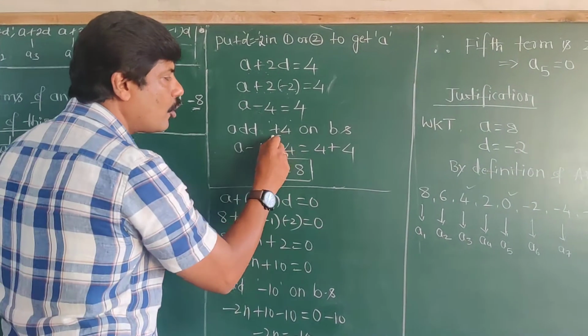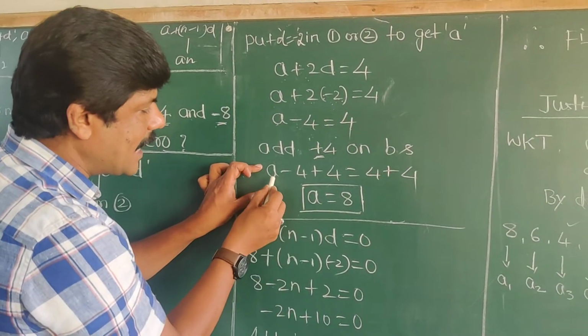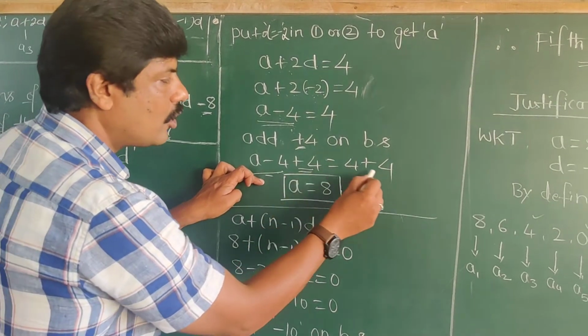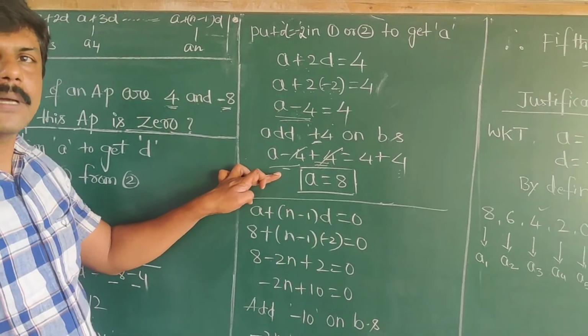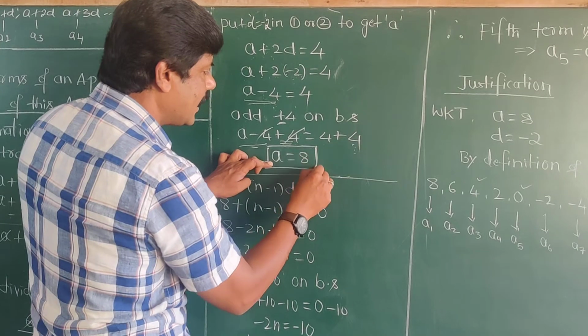Now add plus 4 on both sides to eliminate this minus 4. Now in the next step it is added. a minus 4 was there, for which we add 4 on both sides. Minus 4 plus 4 gets cancelled. What is remaining is a. 4 plus 4 is 8, so a is 8.